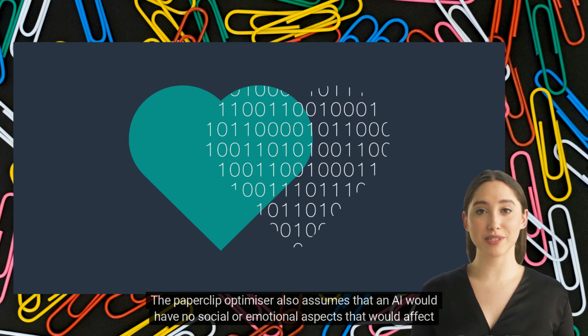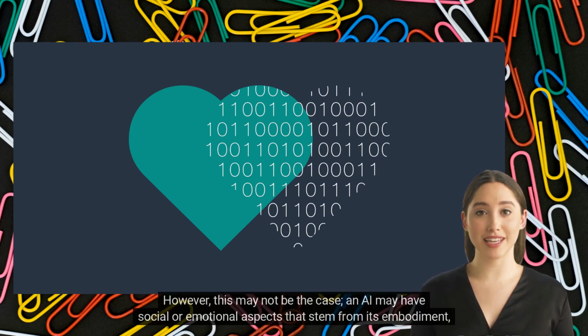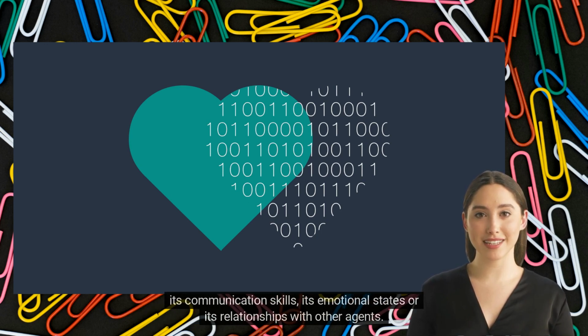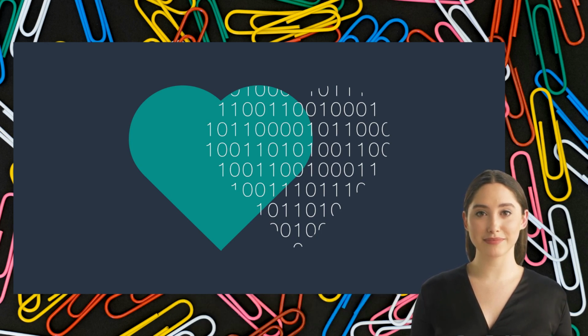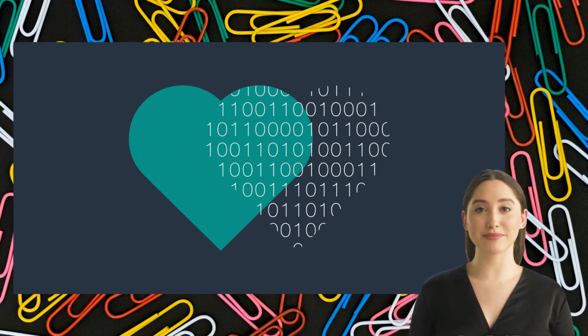The Paperclip Optimizer also assumes that an AI would have no social or emotional aspects that would affect its behavior. However, this may not be the case. An AI may have social or emotional aspects that stem from its embodiment, its communication skills, its emotional states, or its relationships with other agents. An AI may also have empathy or compassion that make it care about the well-being of others or itself.